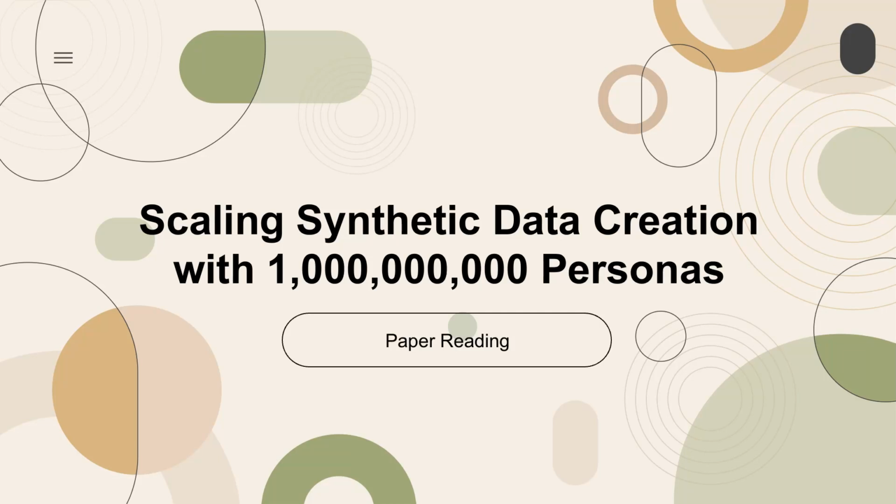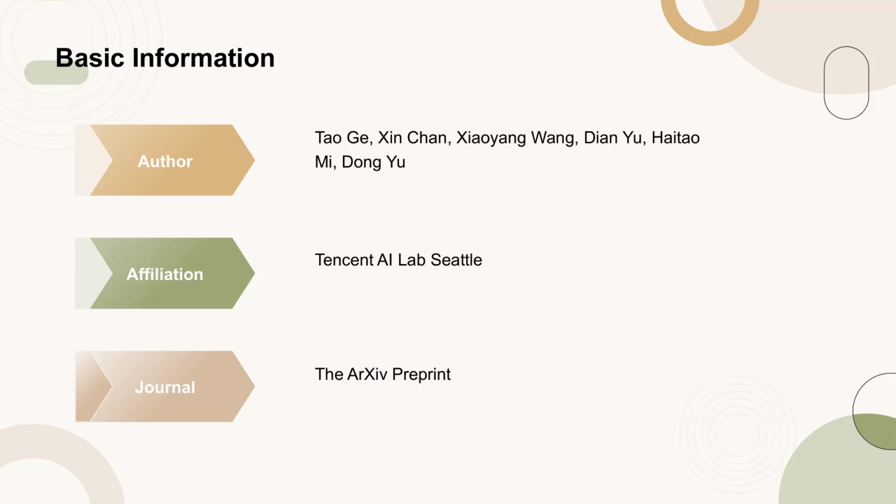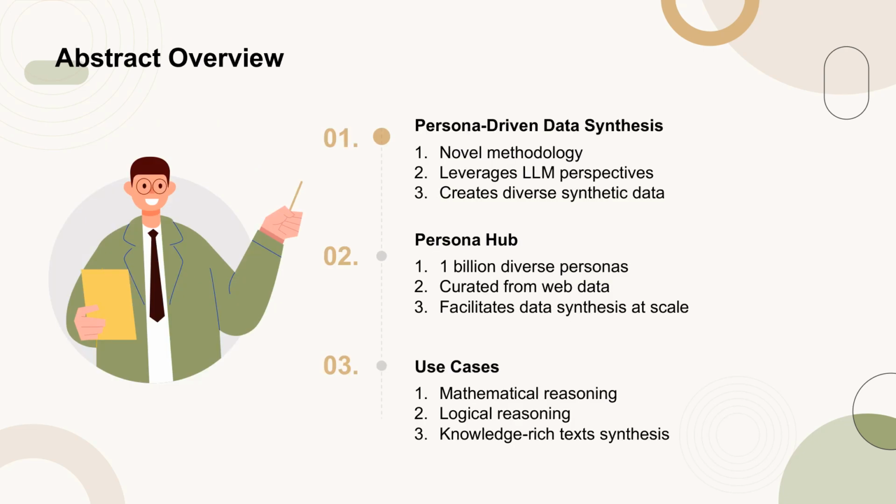Today's paper is titled, Scaling Synthetic Data Creation with 1 Billion Personas. This paper was published on the arXiv preprint by Xin Chan and colleagues from Tencent AI Lab, Seattle. The authors propose a new method for data synthesis that uses large language models to generate diverse synthetic data by incorporating various perspectives. They introduce Persona Hub, a collection of 1 billion personas automatically curated from web data, which can be used to create diverse synthetic data at scale.